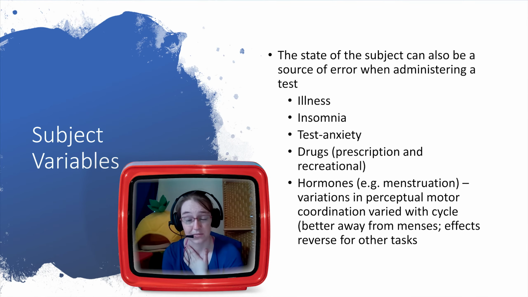Subject variables. Oh, I'm sorry, this is awfully formatted. The state of a person who's taking the test can be a source of error. So illness, insomnia, drug use. Sorry, I made these before. Test anxiety, differential stress, hormones seem to have some variation.